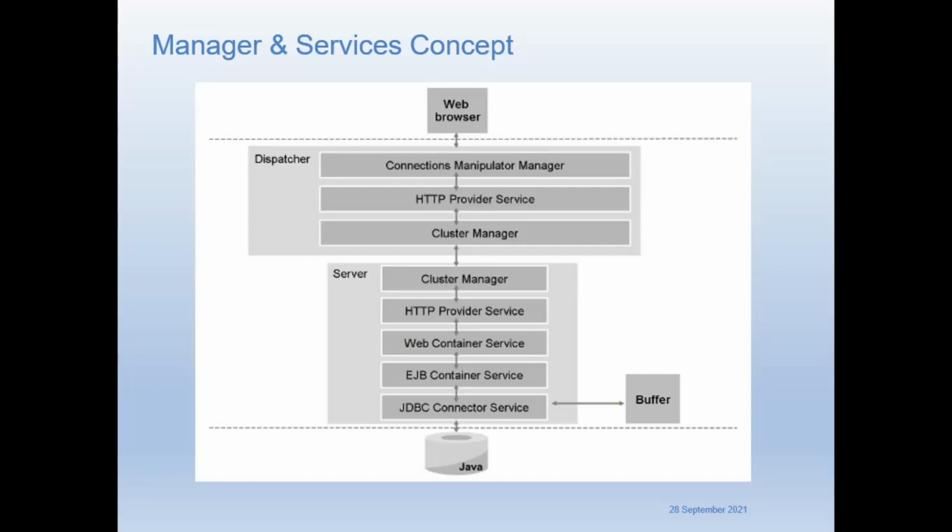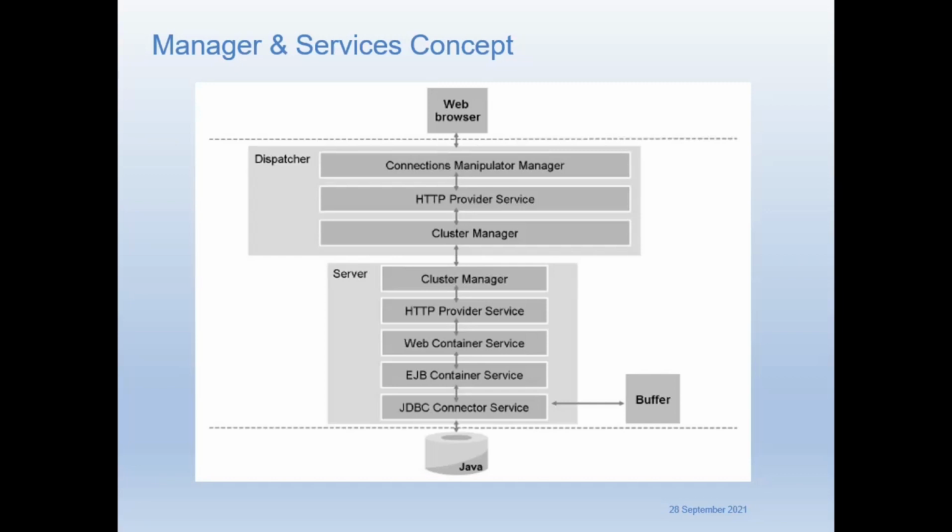That means whatever request is coming from the web goes to the dispatcher. The connection manipulation manager will handle your request. Then it goes to the HTTP provider, then the cluster manager. Then again in the server process, the HTTP provider service will take your job because it is still an unstructured request. And for whatever you entered on the web, we need some container to understand the web request. That's why Java will assign a web container service.